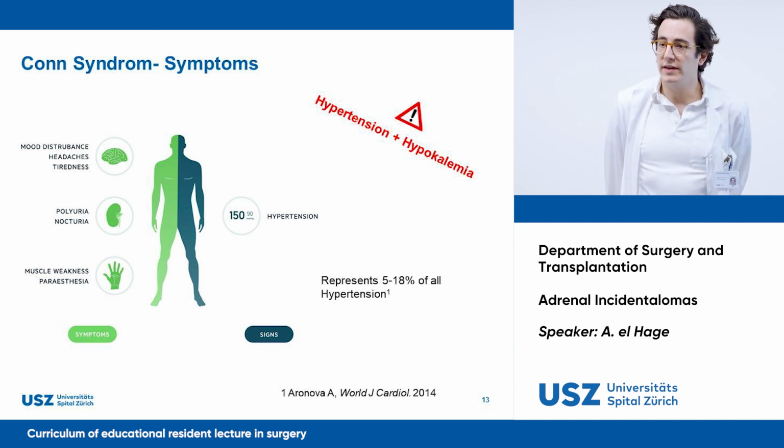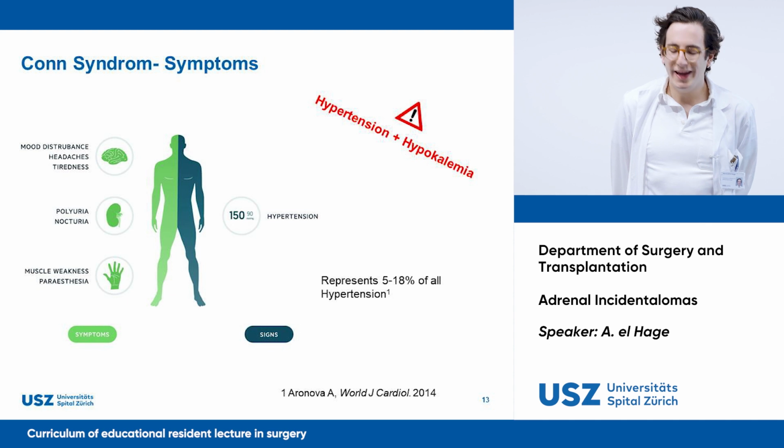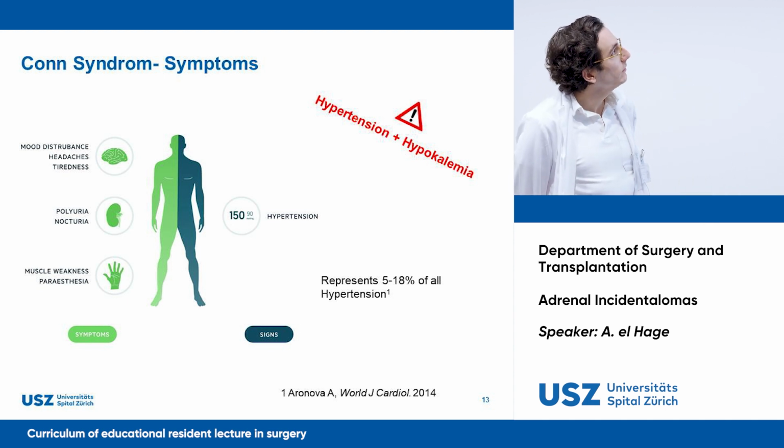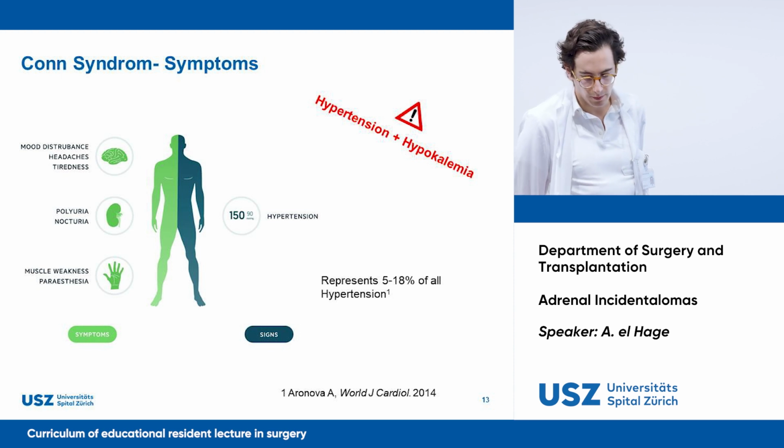A study from Aronova has actually shown that up to 18% of patients that have hypertension actually have an underlying Conn syndrome.